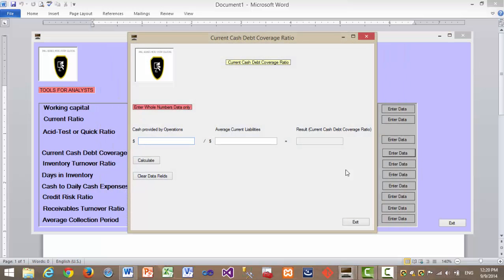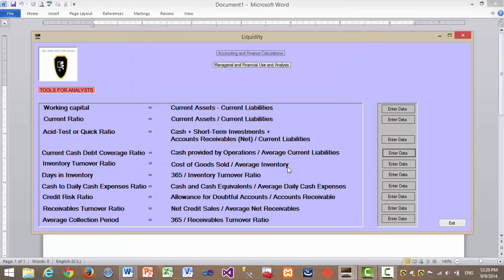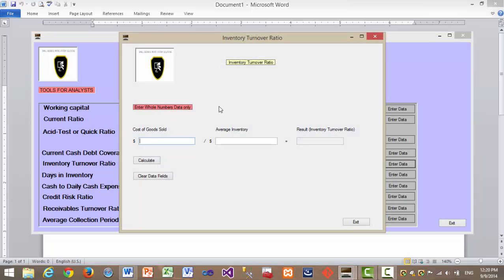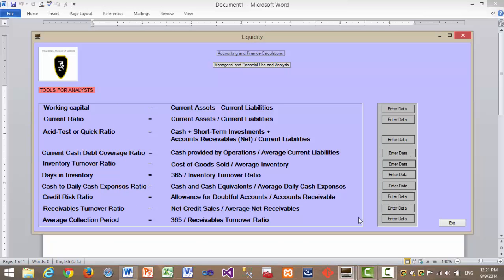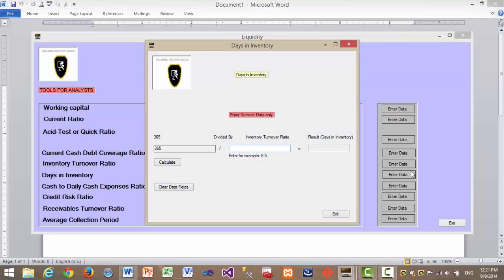Current cash debt coverage ratio is cash provided by operations divided by average current liabilities. You get your result of current cash debt coverage ratio. Inventory turnover ratio is your cost of goods sold divided by the average inventory. It gives you the result of inventory turnover ratio. Days in inventory gives you 365, a fixed number of days in a regular calendar year, not leap years, divided by inventory turnover ratio. It gives you the result in days in inventory.